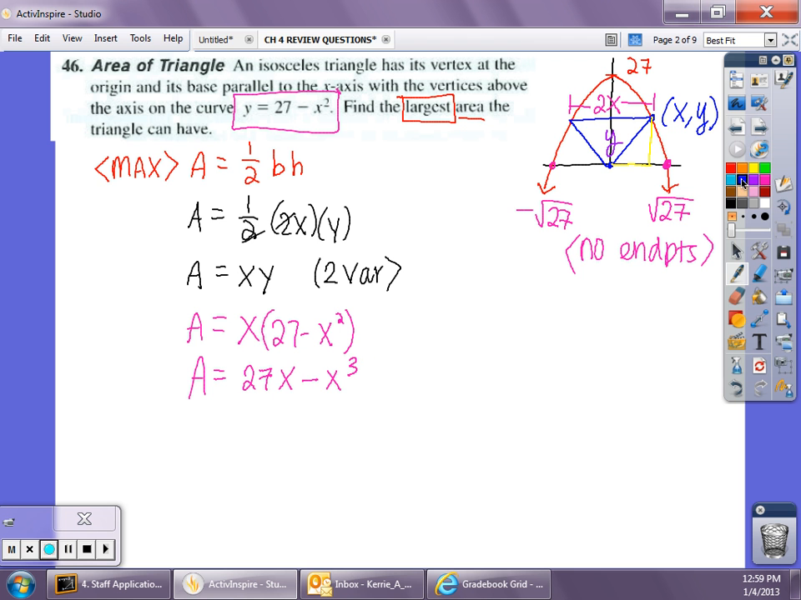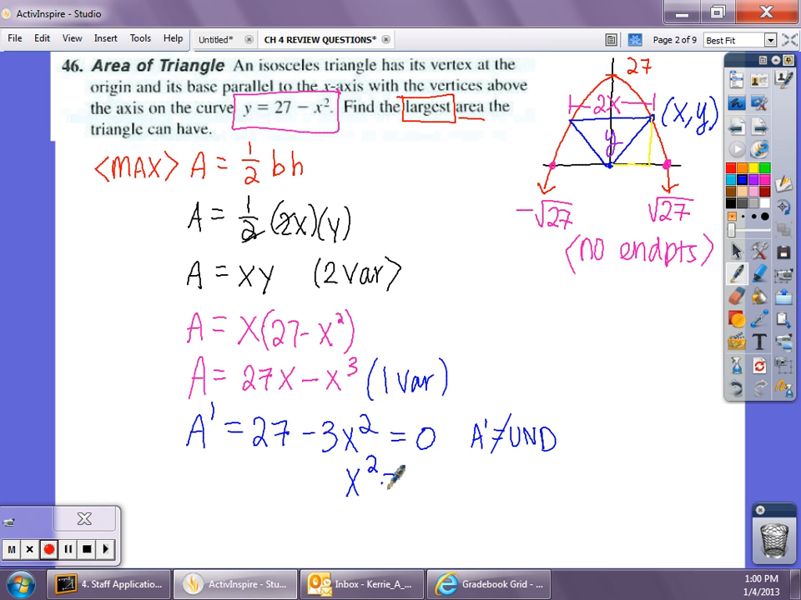Now that we have exactly one variable, I can take its derivative. 27 minus 3x squared. If you remember, to find max or mins, we figure out what we're trying to maximize, and then we take its derivative. Set it equal to 0, set the derivative equal to undefined. In this case, can't be undefined. We end up with x squared is equal to 9, x is equal to plus or minus 3.